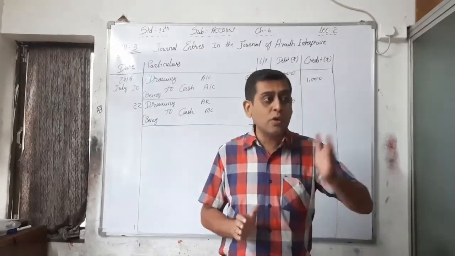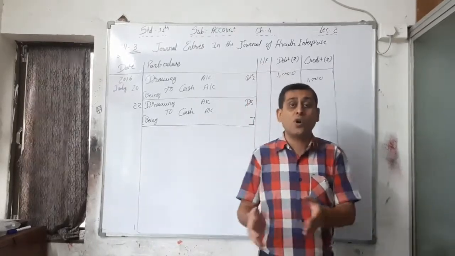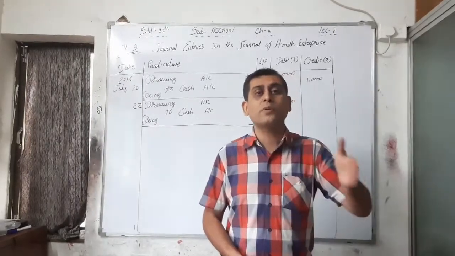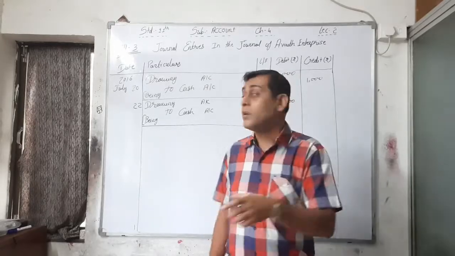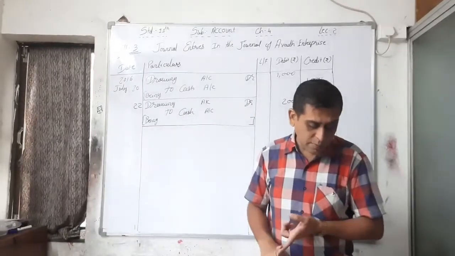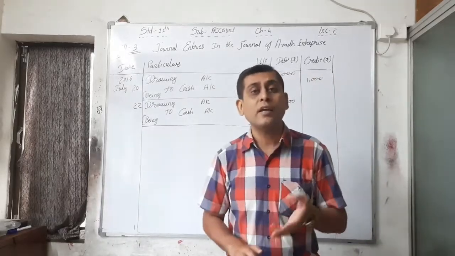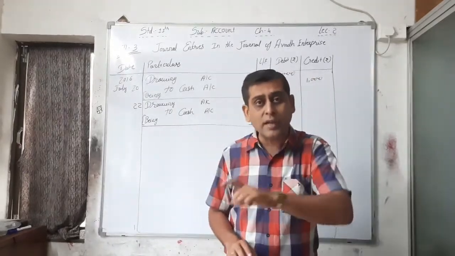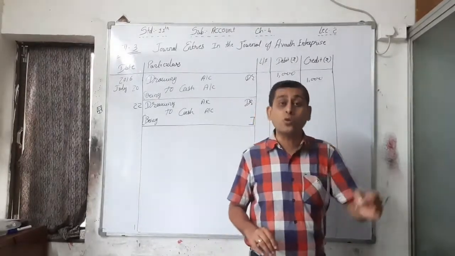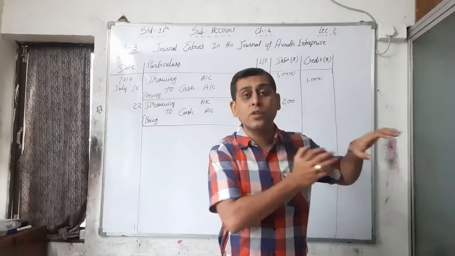If it is goods given as a free sample, goods given for a donation, goods destroyed by fire, or the last thing, goods taken by the owner for personal use, that means drawings. These three entries, 16th July, 20th July and 22nd July, are cash drawings from the business by the owner, right? But the 25th is the drawings by goods. Here the owner has taken business goods for personal use, right?